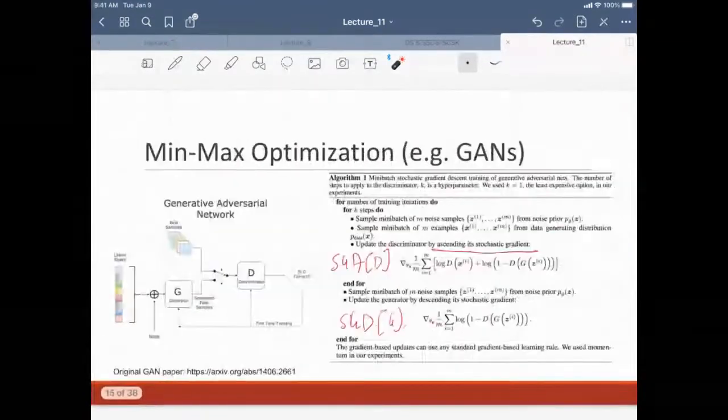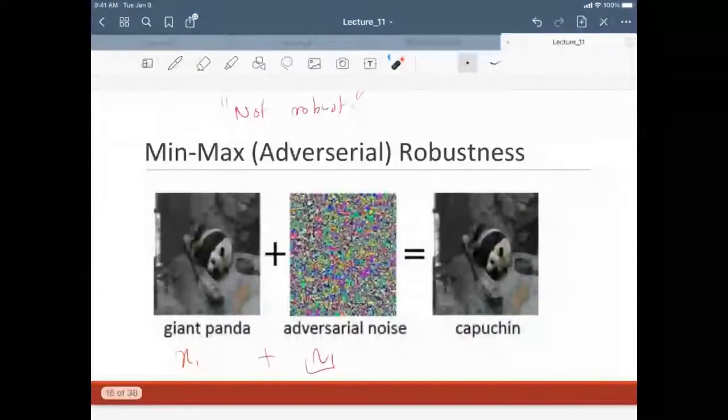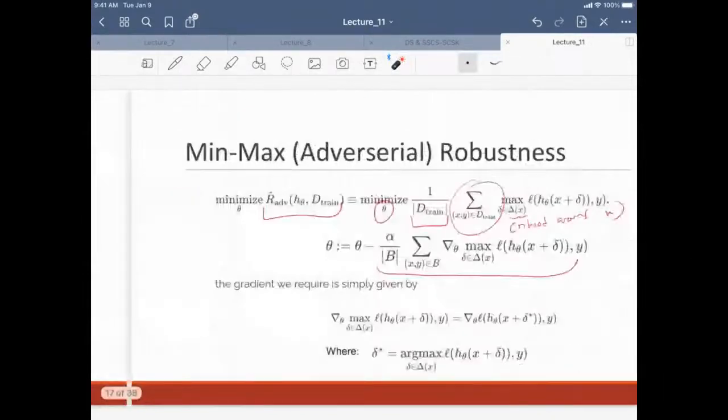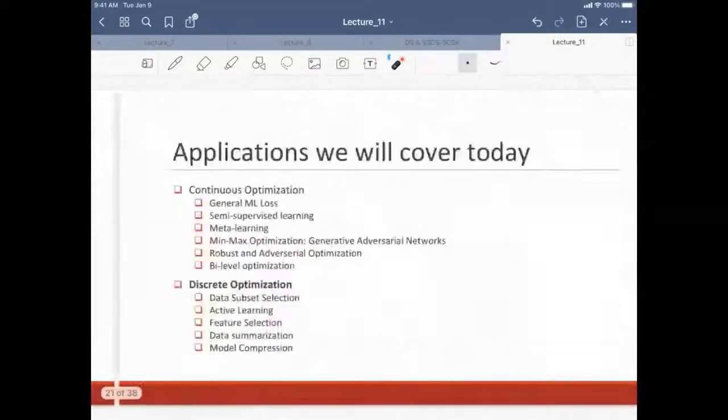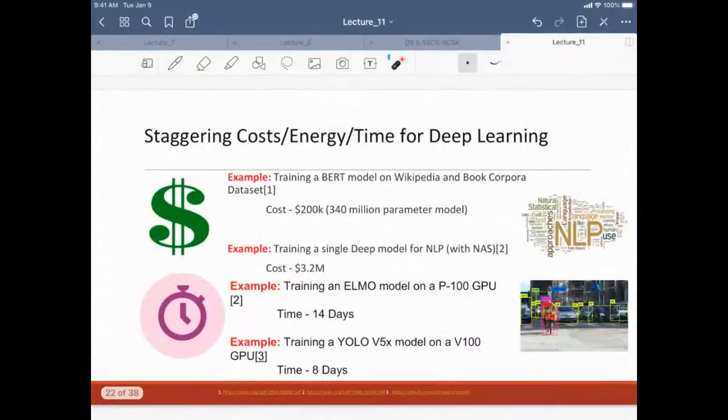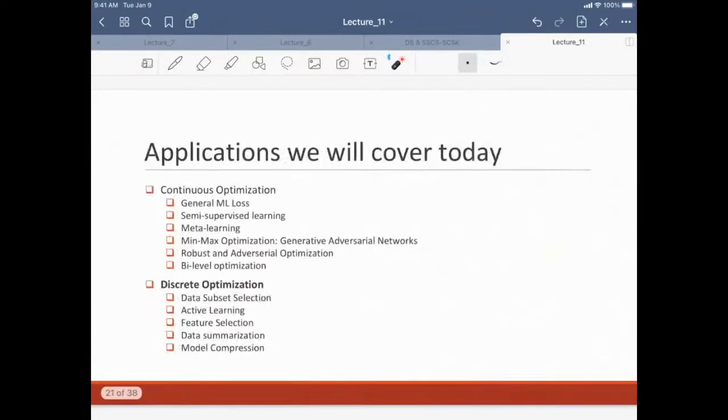Okay. So should we continue? All right, so I'll cover a little bit now on discrete optimization, right? I'll talk about a few applications around data selection, active learning, feature selection, model compression, summarization. I'll also talk a little bit towards the end about how these appear as inference in different models in machine learning.